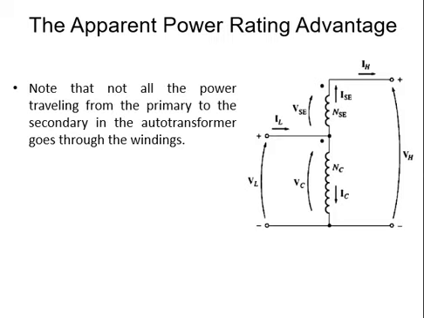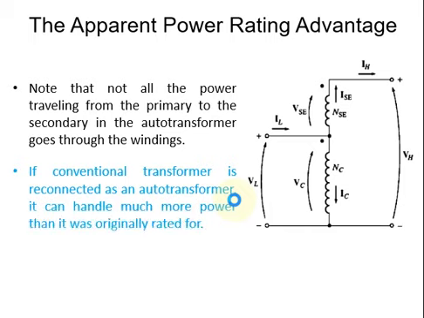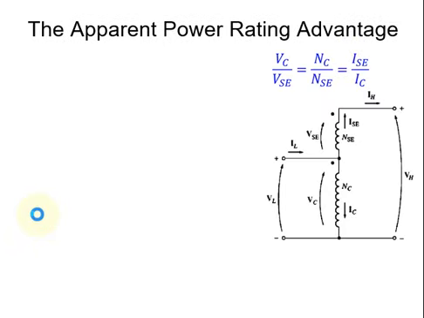So it can be seen from here that not all the power traveling from primary to secondary in the auto transformer goes through the winding. Some power goes from primary to secondary through the winding, and some goes directly from input to output. If a conventional transformer is reconnected as an auto transformer, it can handle much more power than it was originally rated for.